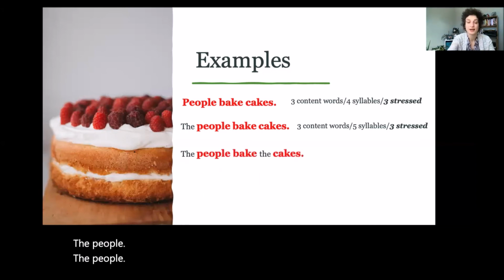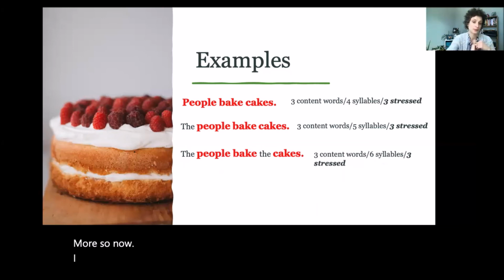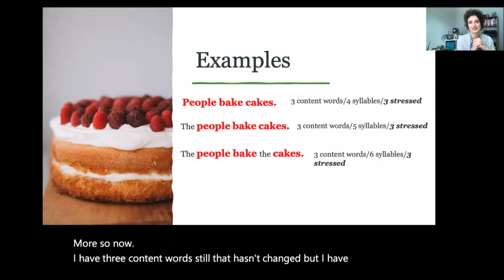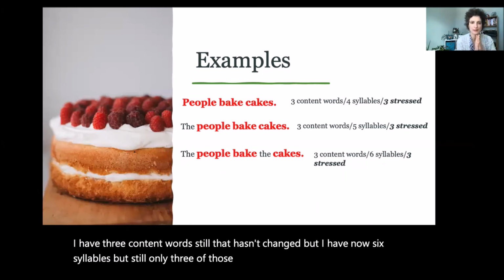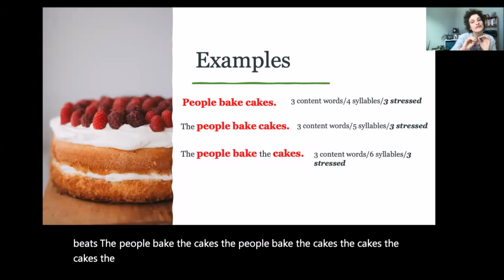What if I add another function word? So now I have three content words still. That hasn't changed, but I have now six syllables, but still only three of those are stressed. So the time is still three beats. The people bake the cakes. The people bake the cakes. The cakes. You can feel that pitch increase.